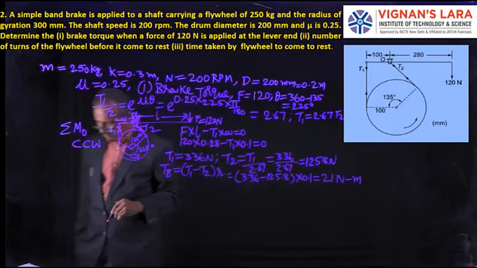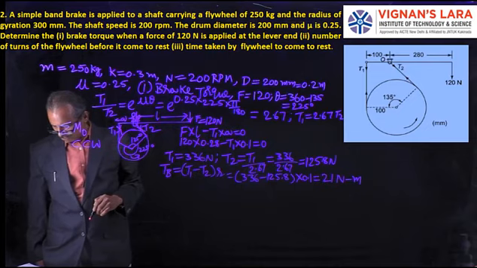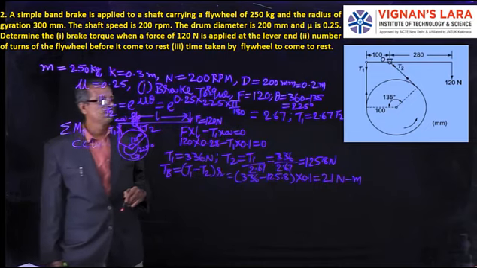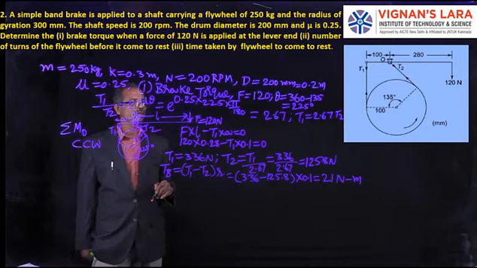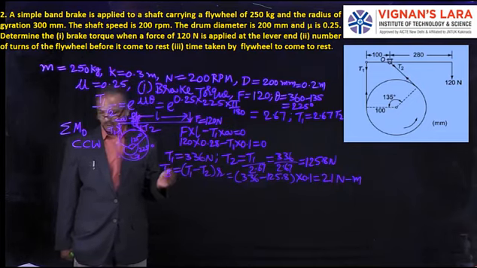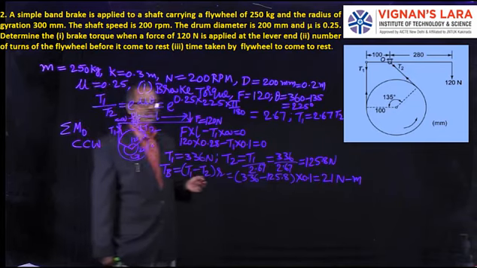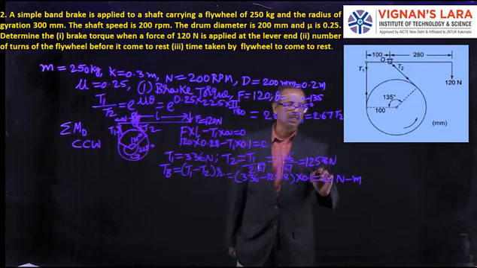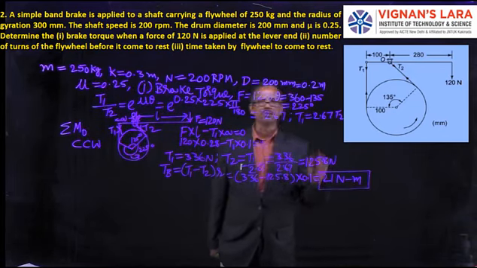So this is 21 Newton meter. (336 minus 125.8) into 0.1. You get (T1 minus T2) into R, that is TB. That is the first part of the problem.